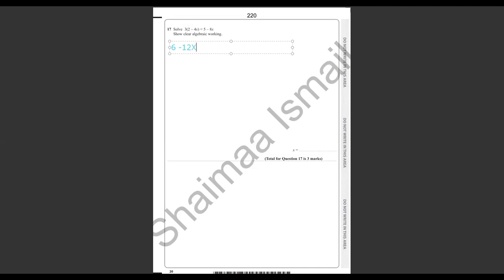this will be equal to 5 minus 8x. And now it's time to merge x with x and numbers with numbers. So we do like this.